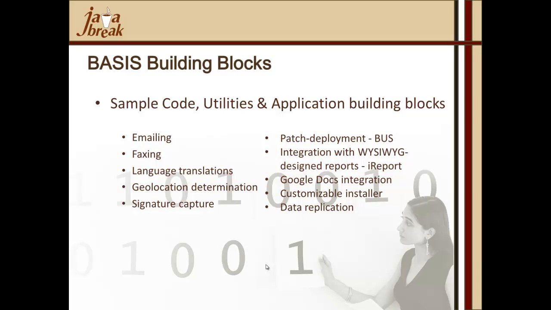We give you integration with WYSIWYG, what you see is what you get, designed reports with the iReport and the BBJasper integration points, Google Doc integration, ability to store your documents up in the Google Doc cloud, a customizable installer, so you can install your own applications after the install of your BASIS environment. And then, of course, probably the biggest feature that we added with BBJ 11 is the data replication, all provided as part of the BBJ and BBX ecosystem. And of course, all of these come to you at no additional cost.